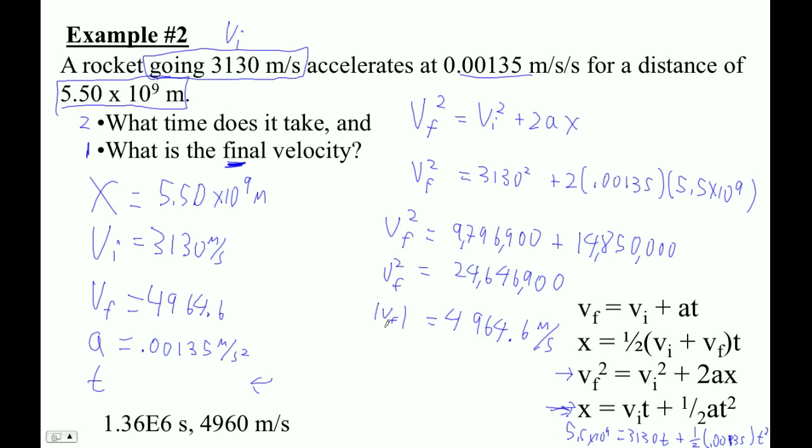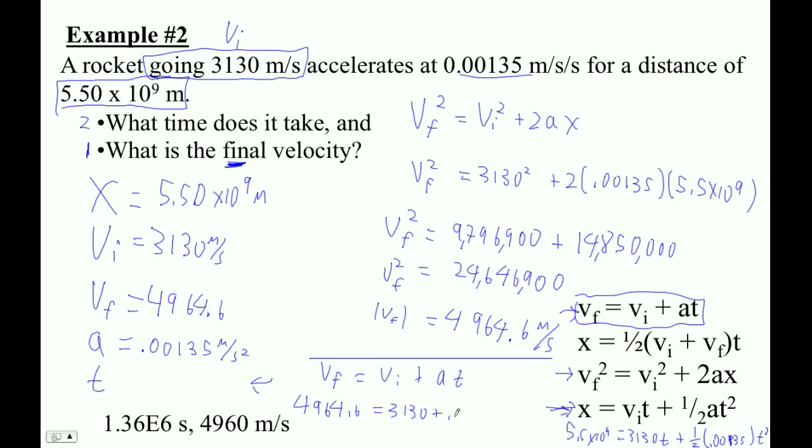So there we go. We got that. And now we want to find the time, and the best way to find the time, I think, is to use this one here. That's the simplest one. So I'm going to use v final equals v initial plus a t. The final velocity is 4964.6 equals 3130 plus 0.00135 times t. So isn't our first step to subtract 3130 from both sides? So 4964.6 minus 3130, we're looking at 1834.6 equals 0.00135 times t.